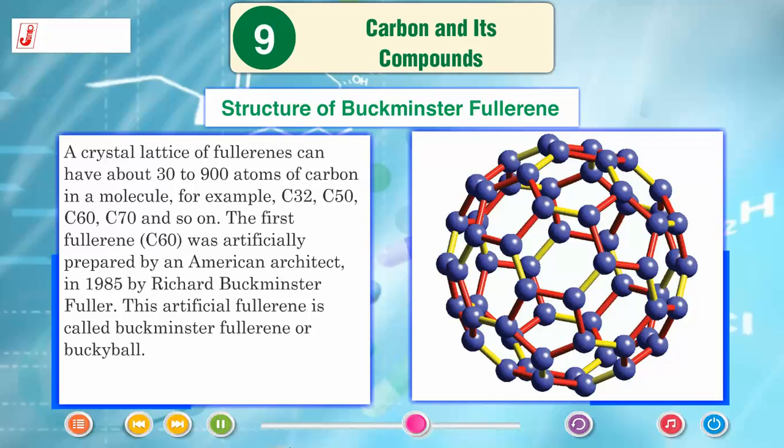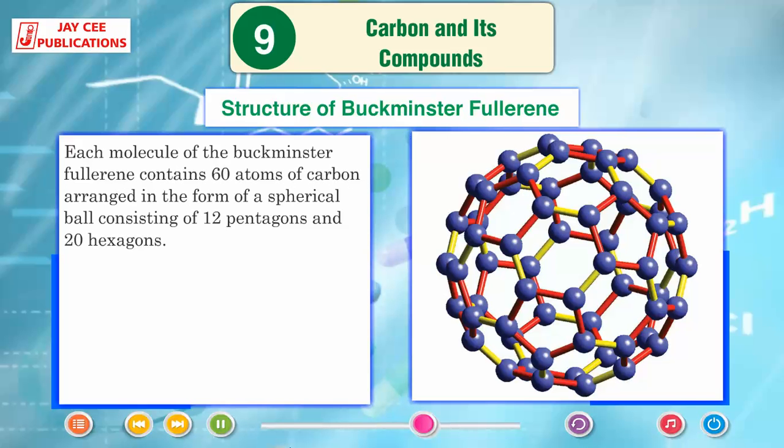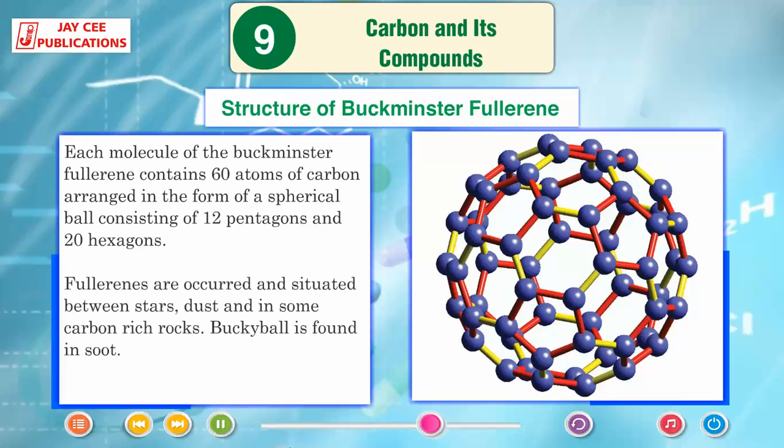The first fullerene, C60, was artificially prepared in 1985 and named after the American architect Richard Buckminster Fuller. This artificial fullerene is called Buckminster fullerene or buckyball. Each molecule of the Buckminster fullerene contains 60 atoms of carbon arranged in the form of a spherical ball consisting of 12 pentagons and 20 hexagons.